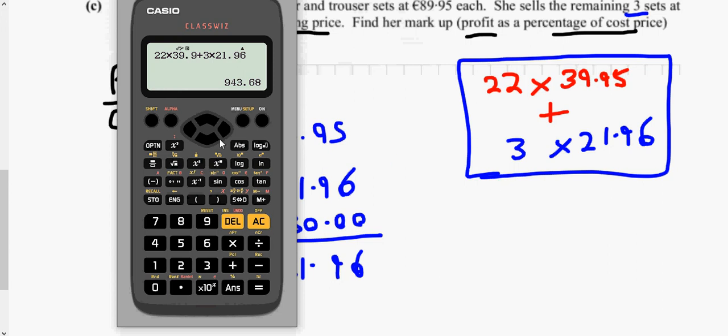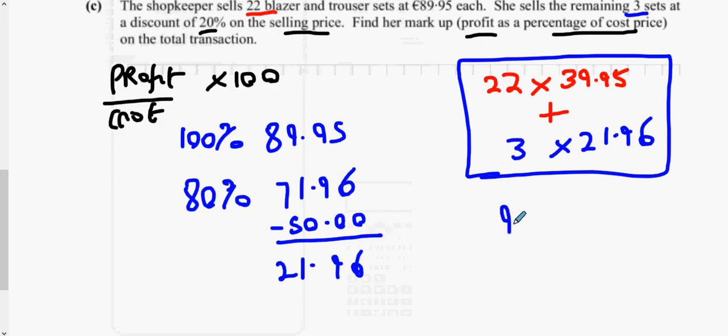Oh, I've been putting the 5. Good job. As well, I checked. Did you get 944.78? Perfect. All right. 944.78. Now, next thing. That's the profit.